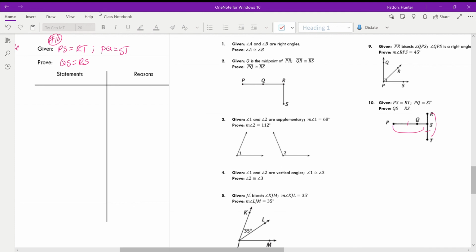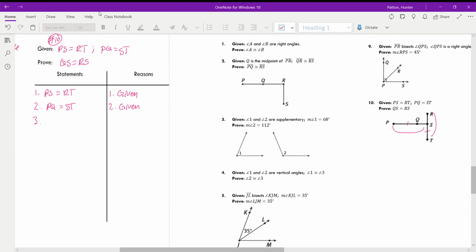We want to show that QS and RS are equal. So we're probably going to be doing a lot of segment addition postulates here. So let's go. We'll break it down. It's cool. We got this. So PS is equal to RT by given. I'm going to go ahead and state my second given too. PQ is equal to ST by given.